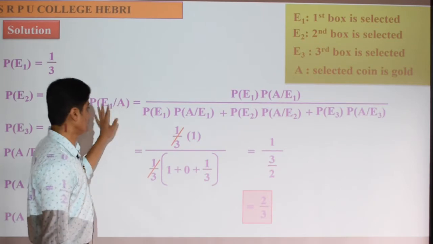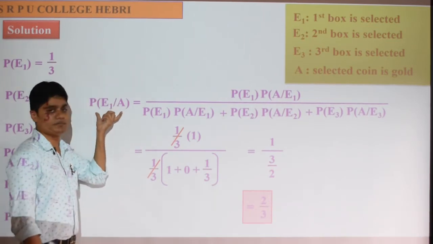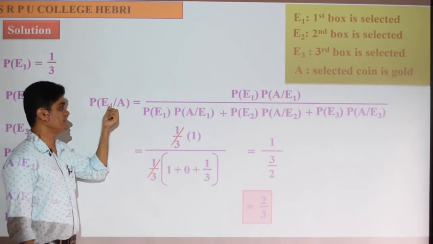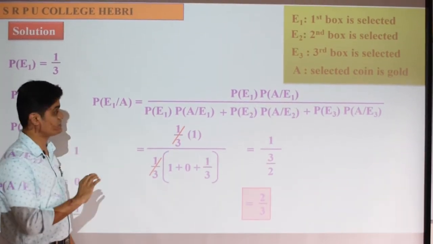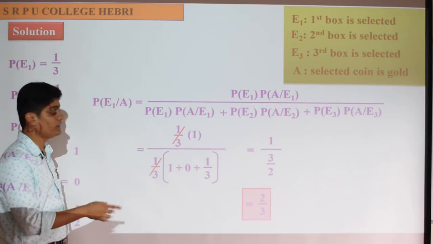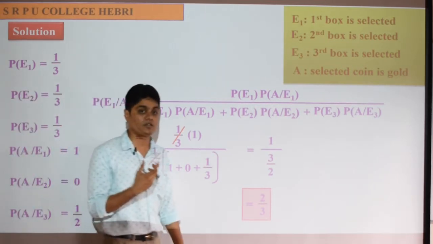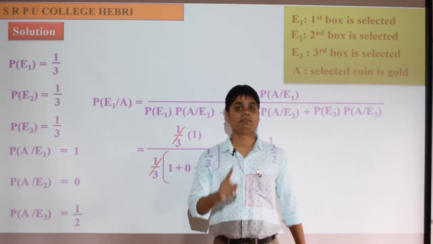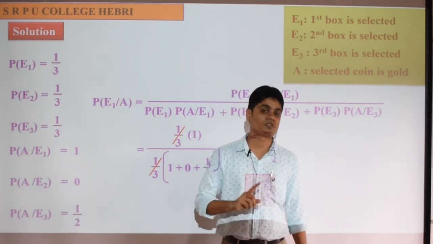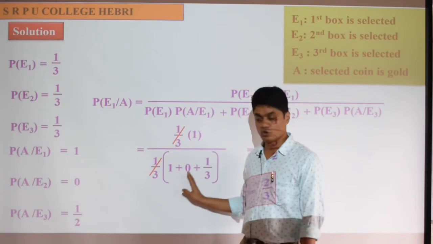Here the problem is, identifying this case is very important, because if you think that it is E2 bar A or E3 bar A, then it's gone. Because in the question, it is not clearly mentioned that it is from bag 1 only, but it is understood that when one coin is selected gold and the other one is also gold, it is possible only in box 1, because in box 1 both coins are gold. Okay, so I hope you understood.